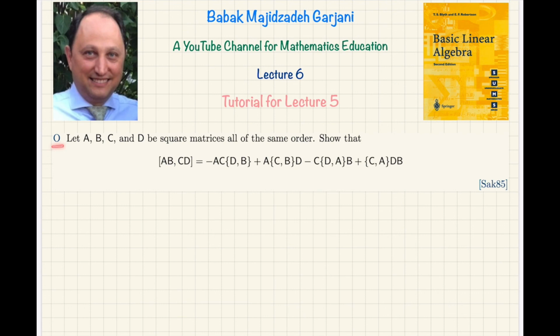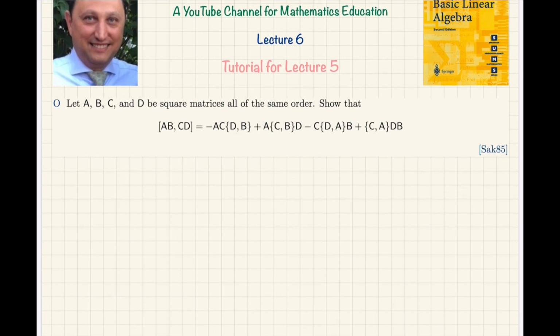Finally, the last problem. Let A, B, C, and D be square matrices all of the same order. Show the following equality. Here on the left hand side we have the commutator of this product and that product. On the right hand side we have a combination of anti-commutators. Okay, so we learned that if I have two matrices x and y, the commutator of x and y is defined as x times y minus y times x. Anti-commutator of x and y is defined to be xy plus yx. These are defined in the previous problems.